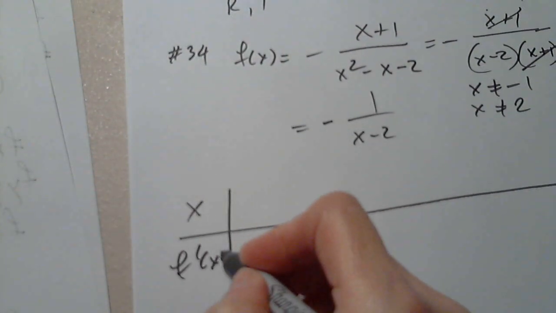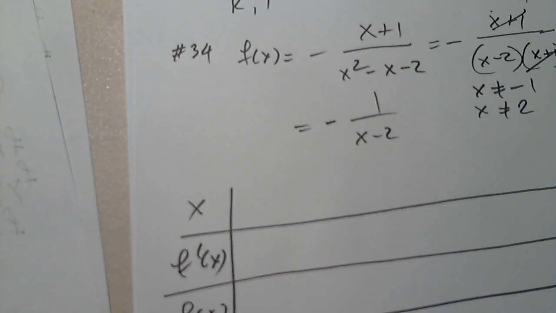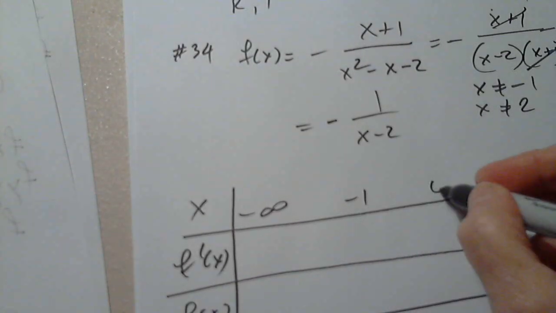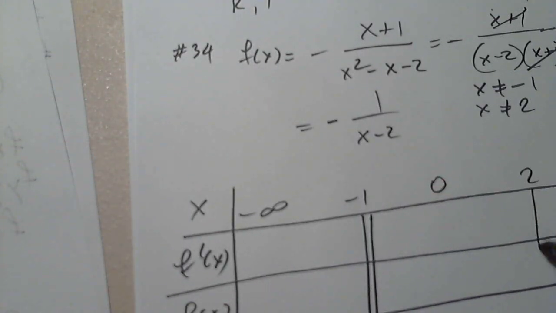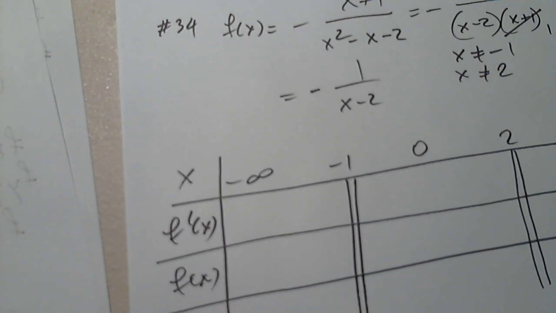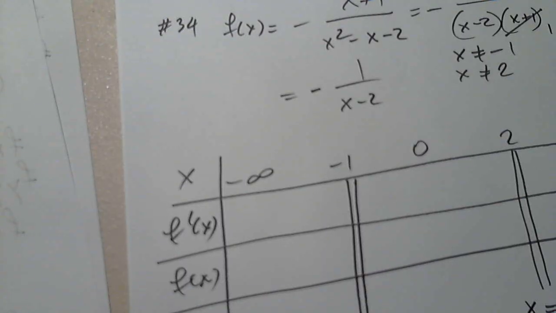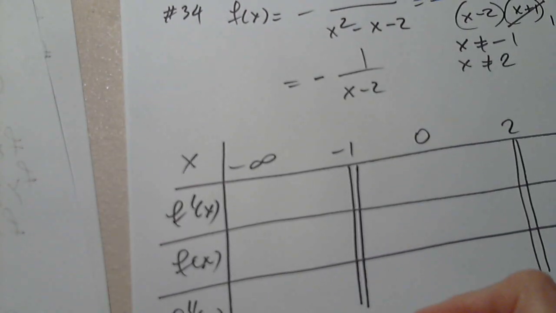So I have f prime, I have f of x in the middle, and I have the second derivative. So negative infinity to infinity, -1, 0, and 2, and I have to write that x equals -1 and x equals 2, the function does not exist. Because the factor is still left in, x equals 2 is a vertical asymptote, but the factor that disappeared is a hole in the graph.